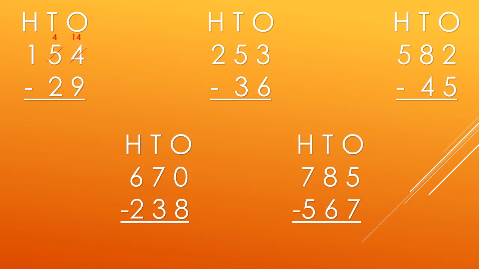14 minus 9 equals 5 and 4 minus 2 equals 2, and in 100 place one number is there. So write single number 1. So 154 minus 29 is equal to 125. Next example is subtract 36 from 253.